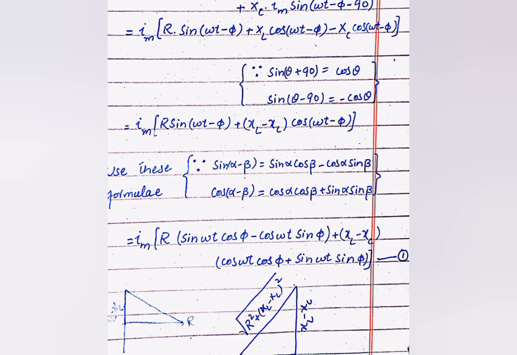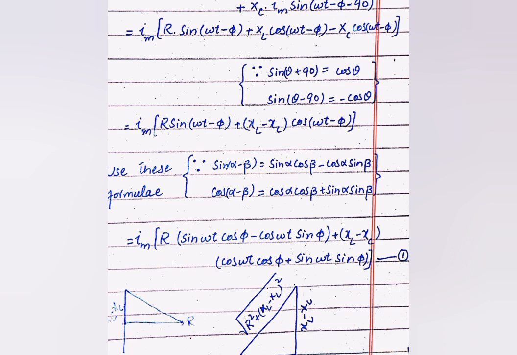Then the other step is we put the formula sin(α − β) equals sin α cos β minus cos α sin β, and also the formula cos(α − β) equals cos α cos β plus sin α sin β. By putting the formulas, the equation becomes Im into R sin ωt cos φ minus cos ωt sin φ, plus XL minus XC into cos ωt cos φ plus sin ωt sin φ.